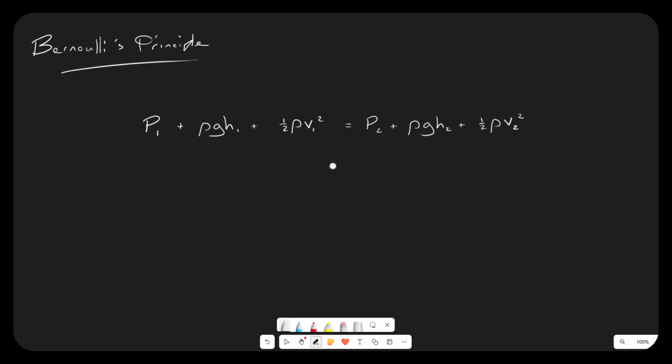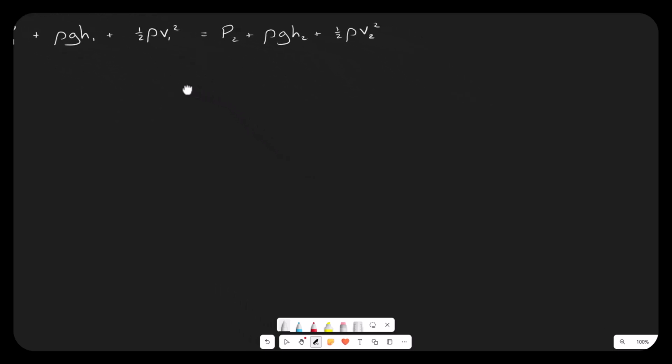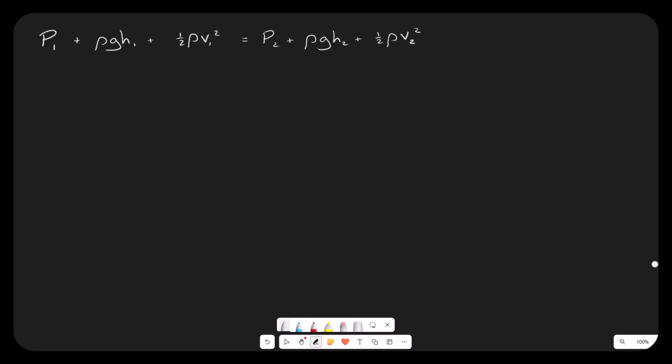Most of the problems that we actually do with this won't use the entire equation. They'll just use little parts of it. But it's good to be able to see where this comes from, and it's good to be able to use the equation in its entirety too. So where this comes from, this might look somewhat familiar.